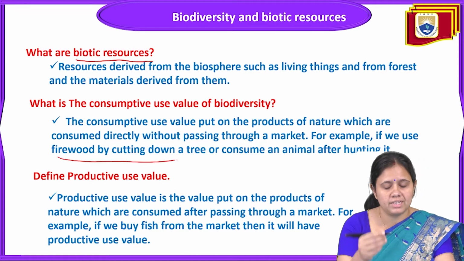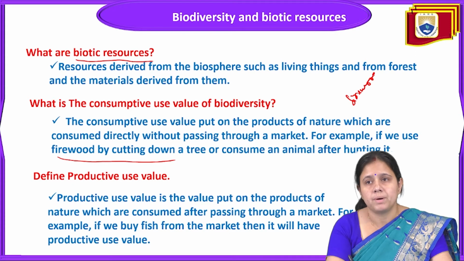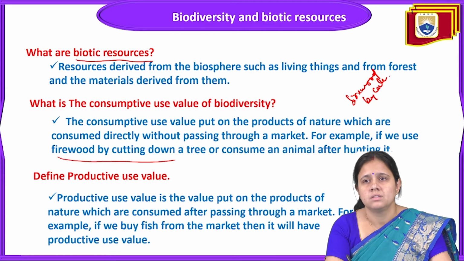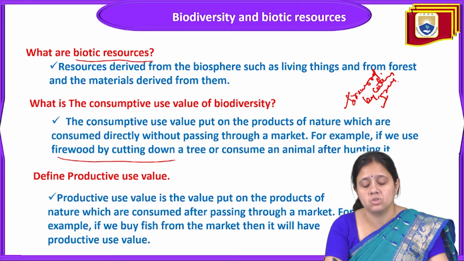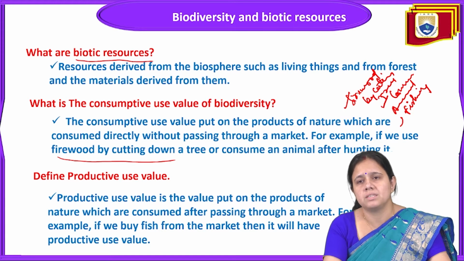Example is the firewood we get by cutting down a tree. Next is hunting, consuming an animal after hunting it, and third is fishing. You don't have to pass through the market. No different sources there. Directly you are consuming the product, which is called consumptive use value of biodiversity. Means the value put on the product of nature which is directly consumed by an organism without passing through a market.